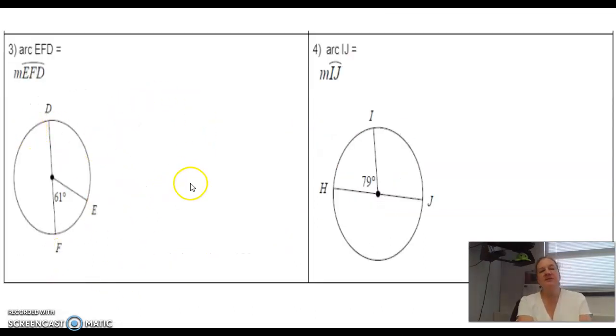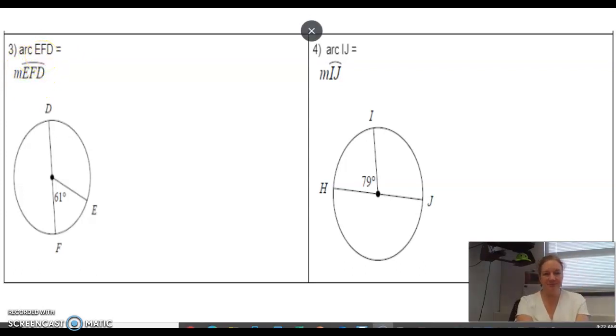So now for this one, we want to find arc EFD. Remember we talked about this in our warm-up last class, that for arc EFD, you put a little curve over the top of it, okay? So I'm going to take my pencil and trace it. I start at E, go to F, all the way around to D. I need to find this arc.